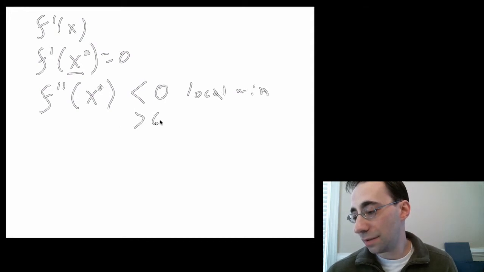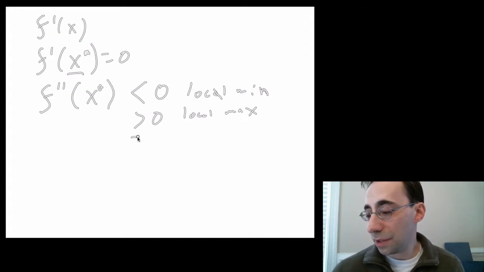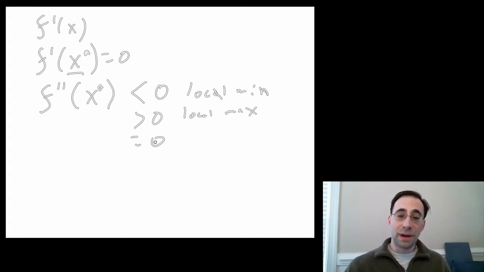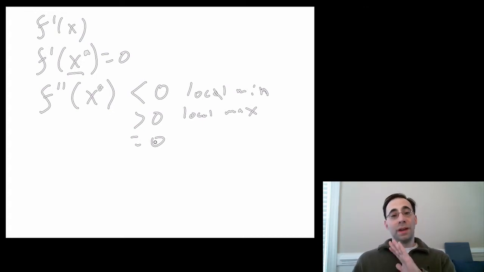If it's positive, you have a local maximum. And if it's equal to 0, you must find further derivatives. And I'm not going to write this again on the screen. We talked about this in the previous module, and it's in the book as well. If you take further derivatives until you find your first non-zero derivative.